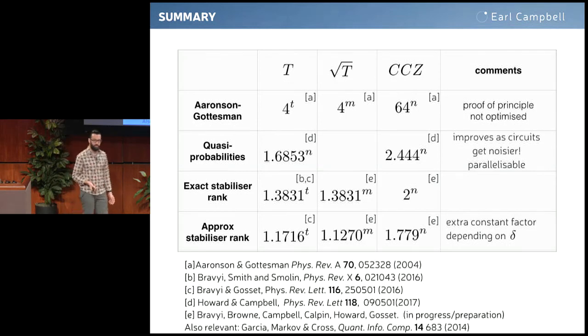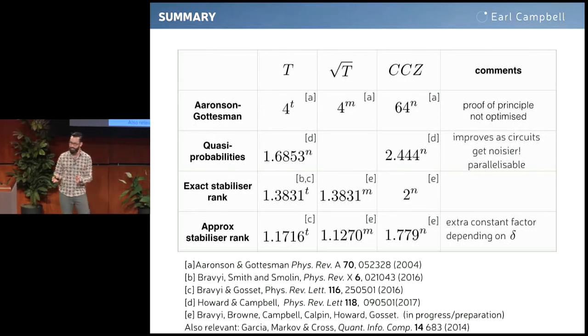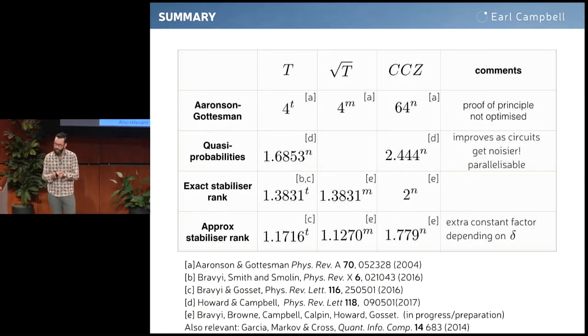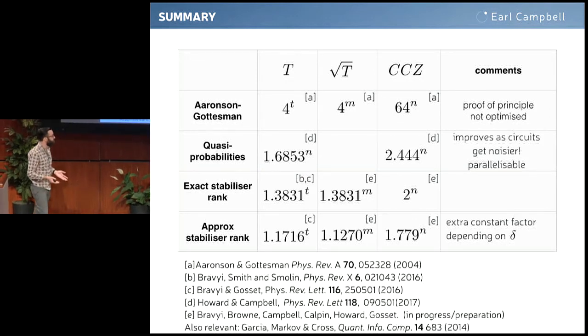Whereas when you go to the approximate stabilizer rank case, you see a definite separation between doing small angle rotations and bigger angle rotations. As you make the angle of the rotation smaller and smaller, in the approximate case the simulation becomes easier and easier. There is some constant factor price that depends on the level of the approximation. So that's everything that I wanted to tell you about today.